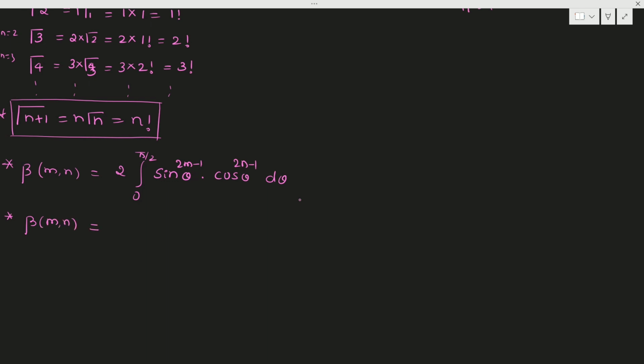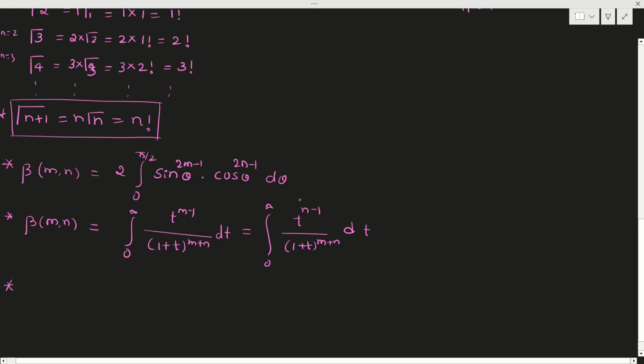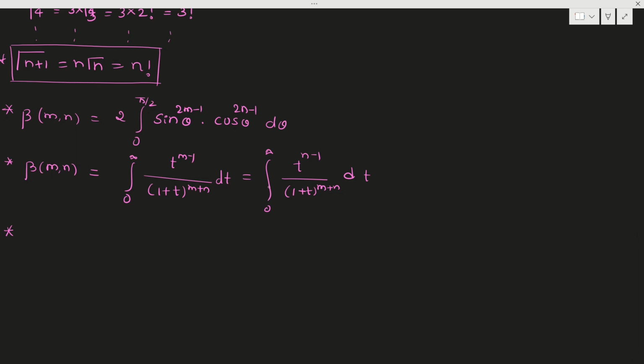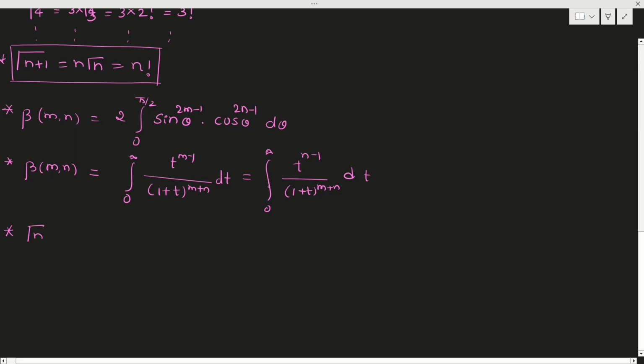Another property of beta function is beta of m n. It can be written as integration from 0 to infinity t raised to m minus 1 divided by 1 plus t raised to m plus n dt. This is equal to integral from 0 to infinity t raised to n minus 1 divided by 1 plus t raised to m plus n dt. Very first property was beta mn equal to beta nm. So the integral can be also in terms of n and in terms of m for t.